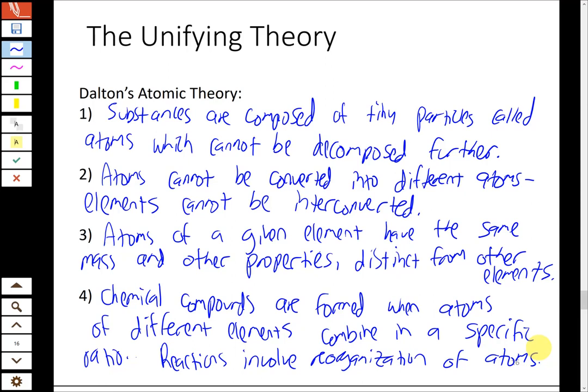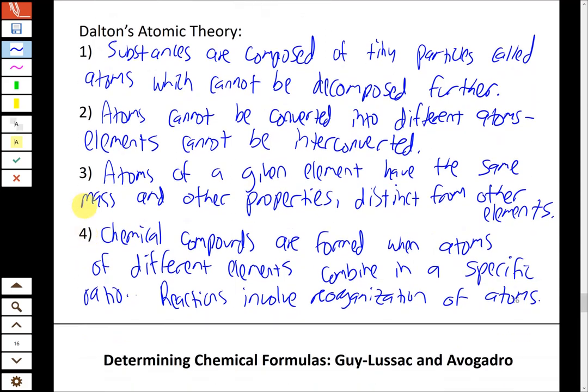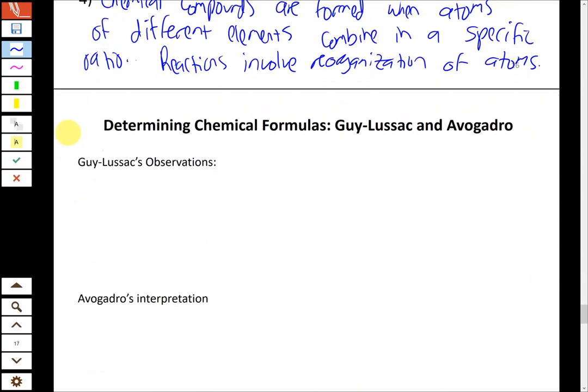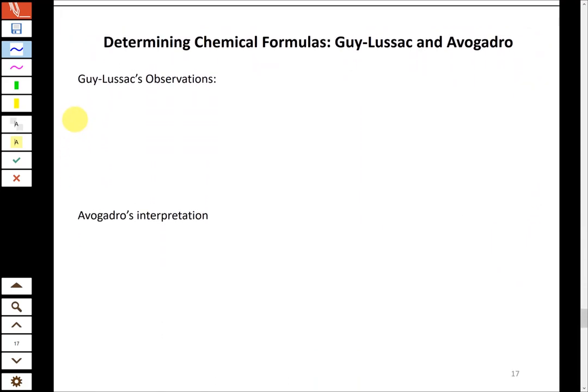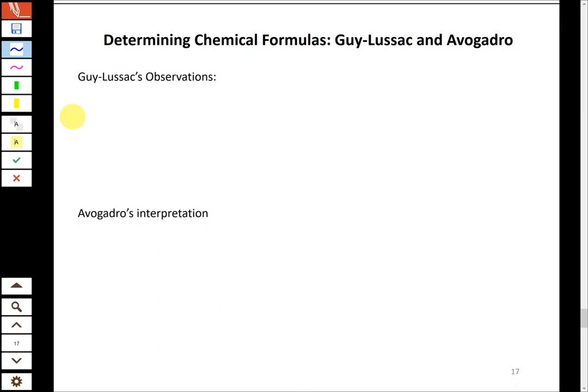Now, I'm probably not going to cover everything that I had planned today, but what I want to end with, at least get through this part, is some of the early discoveries that led to the determination of chemical formulas, which were done by two scientists, Gay-Lussac and Avogadro. Avogadro we'll hear about later on as well.